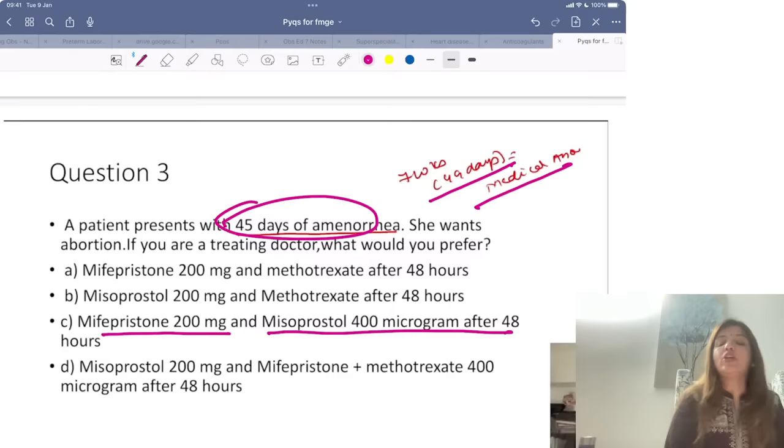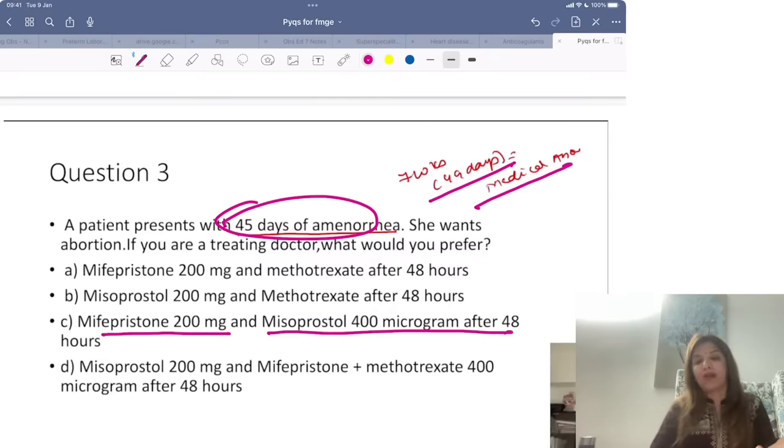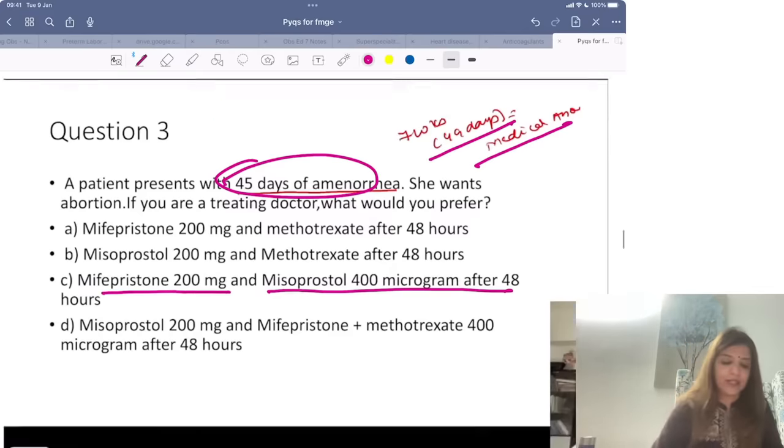Right, Pushpa, if in questions they don't mention the gestational age, then they are going to give you 800 micrograms of misoprostol. Mark it as 800, because between 400 and 800 we can give anything, right? So even if the gestational age is not given and they have given 800 micrograms of misoprostol, mark the answer as 800 micrograms of misoprostol, right? Okay.